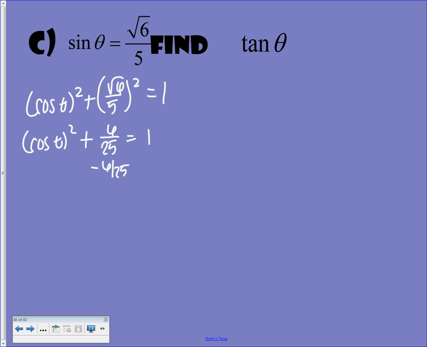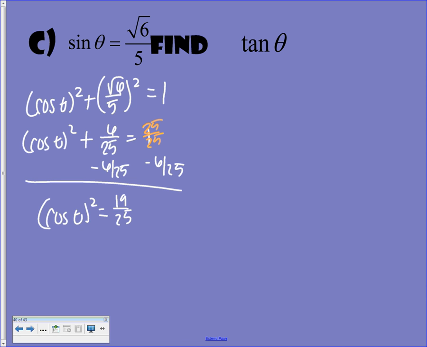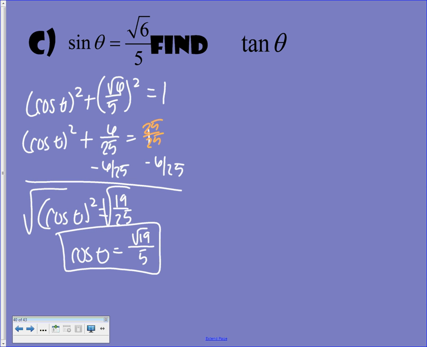So I'm going to subtract 6/25 from each side. So I've got cosine of theta squared equals, well, 1 is really 25 over 25, minus 6/25 is 19/25. And then I'm going to square root it. So I'm going to get the cosine of theta to be the square root of 19 over 5. So I'm square rooting the top and the bottom. But I don't know the square root of 19, so that one stays. Now I can actually find my question because tan of theta equals sine of theta over cosine of theta.